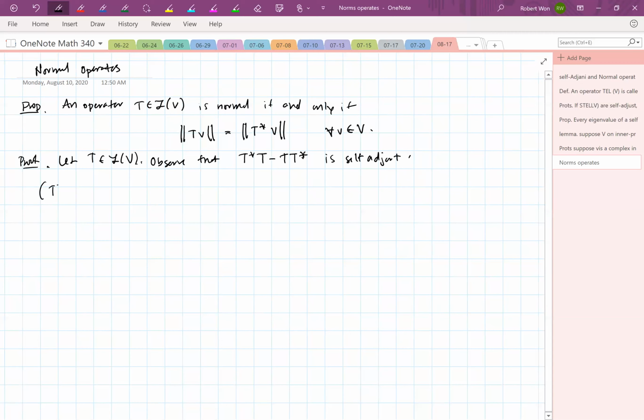So let's see. What is the adjoint of this map? Well, I know that I can break it up over the sum, or the difference in this case.